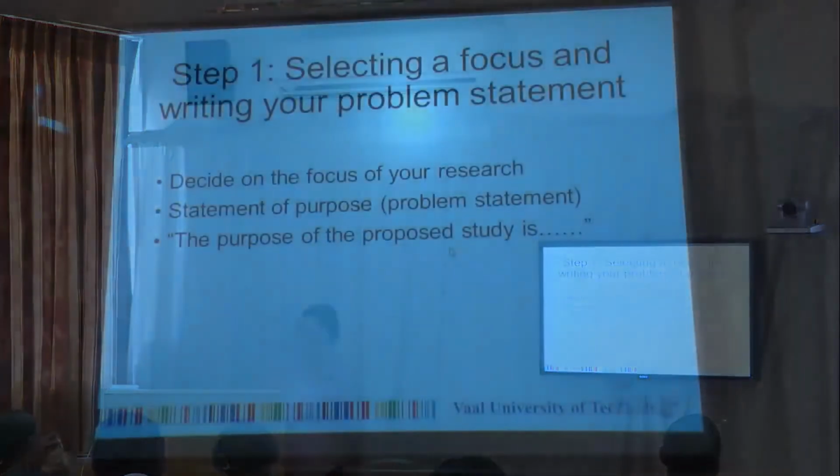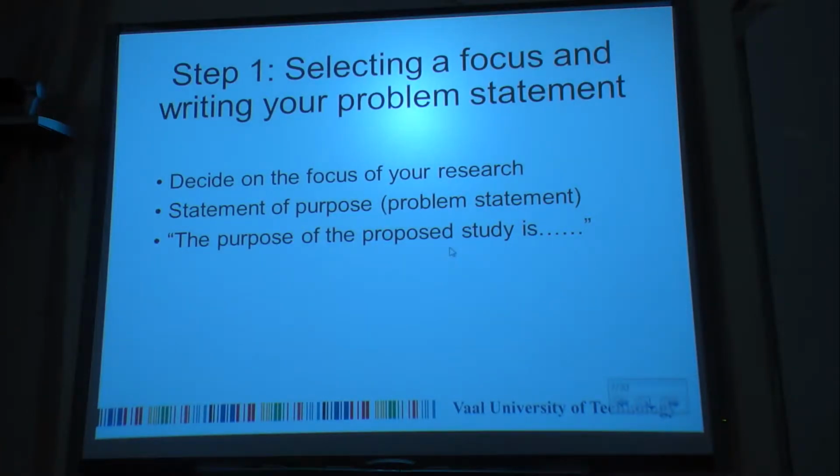So let's just look at step 1 again. Selecting a focus and writing your problem statement. Decide on the focus of your research. That is your topic and your title. Write your problem statement. The problem statement, like we've done, the 2 paragraphs, and the purpose, the primary objective, you have to put into your proposal as well.